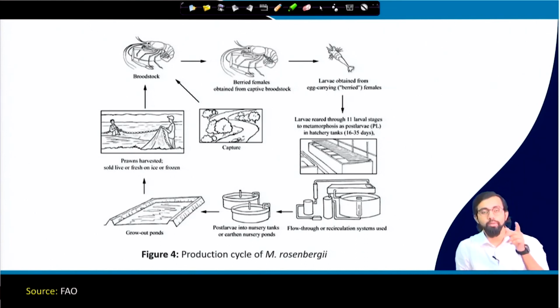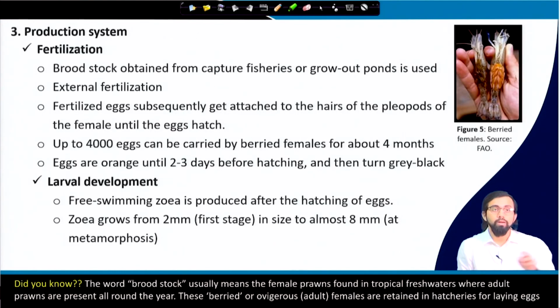So the broodstock can be collected from the prawn that is harvested or from the capture fisheries, also from the wild habitat. The production systems, the fertilization. So the broodstock, it's actually the female prawn which is found in the tropical freshwater, where the adult prawns are present all around the year.